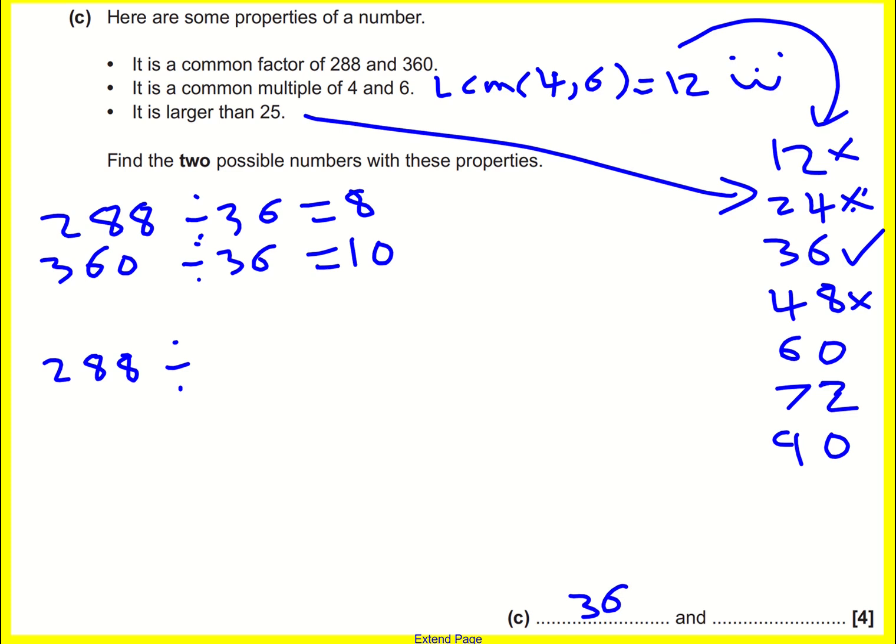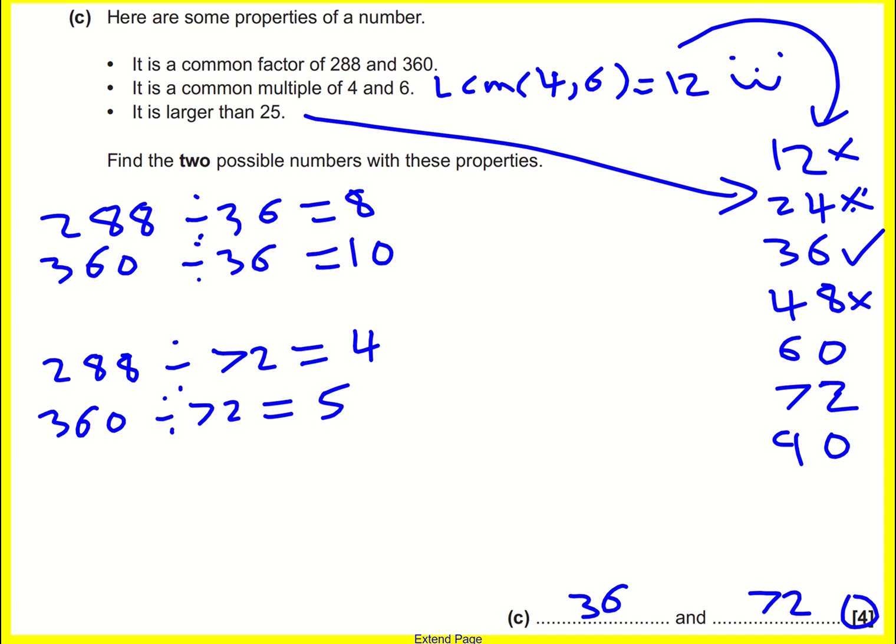And actually, that's not surprising because it's just double what 36 is. So that's 4. And that's 5. And I'm done. Found 2 numbers. And actually, I think these are the only 2 numbers. That is the best way of doing this question.